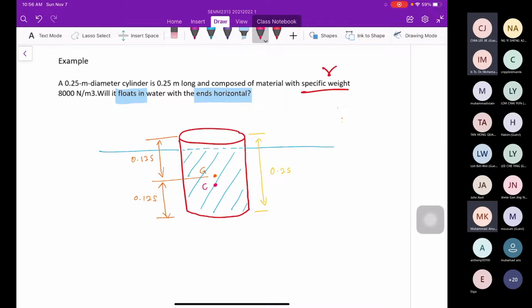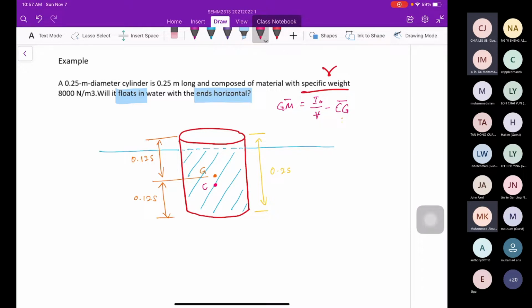So for our equation, we need to find the GM, whether it is stable or not. The GM equation should be, remember, the second moment over the displaced volume, minus CG. So we must know how to calculate the second moment, I naught, the second moment of the circular cross-sectional area.